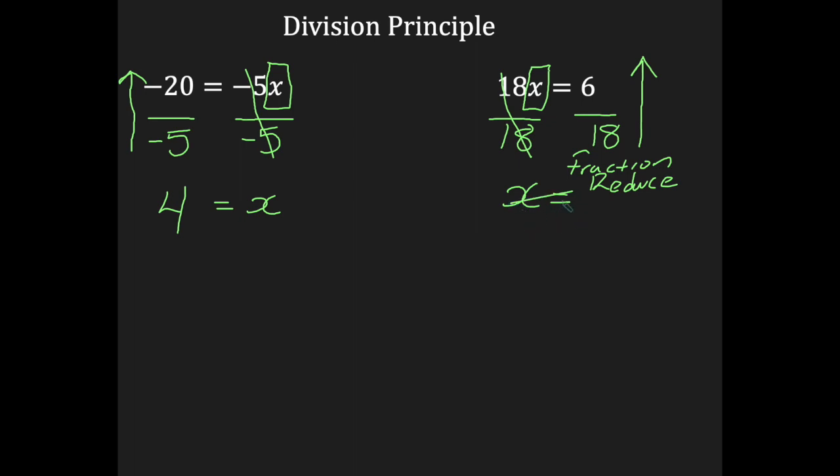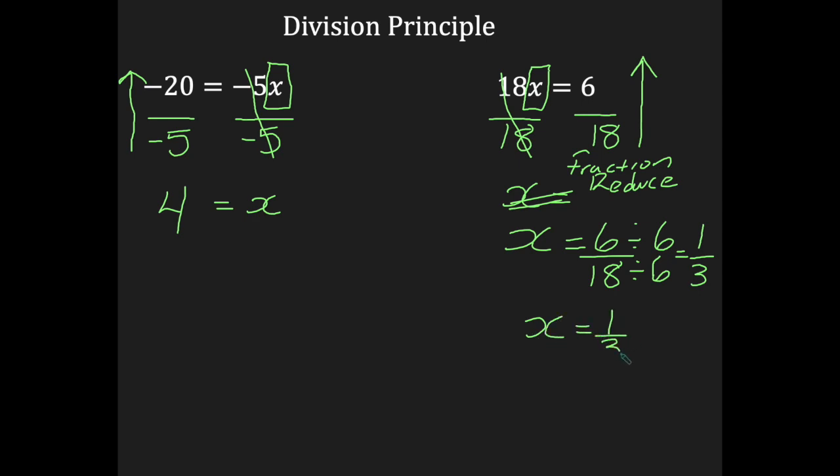So here, let's get that out of the way. x equals 6 over 18. What number would divide 6 and 18 evenly? The biggest number is 6. 6 divided by 6 is 1. 18 divided by 6 will give me 3. So my answer is x equals 1/3.